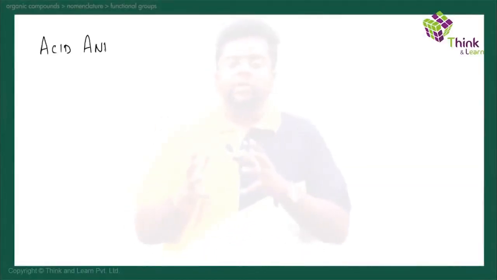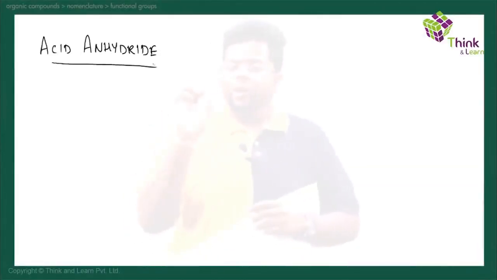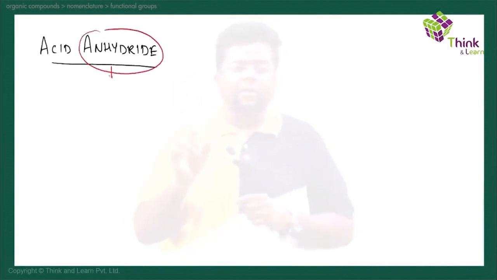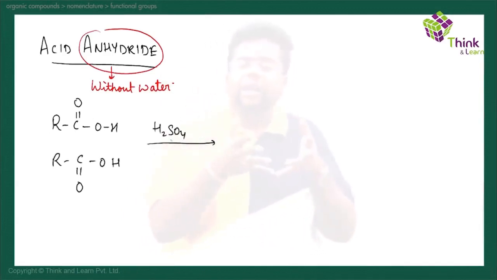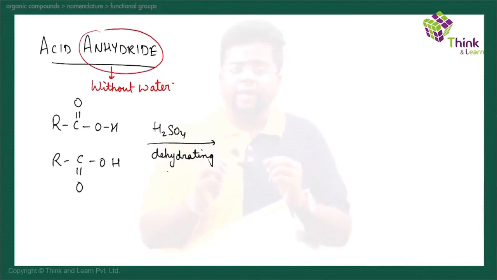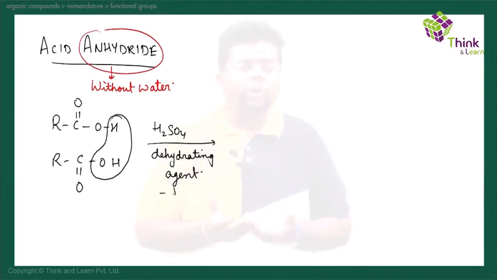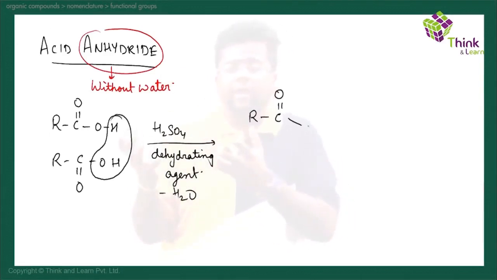So the next functional group that we have is acid anhydride. Now, what exactly does anhydride mean? That is, without water. So how will an anhydride be formed? For that, let's take two acids. Now, what I'll do to the acids is add H2SO4, which is acting as a dehydrating agent. So a water molecule will be removed, and that is how an anhydride gets formed.